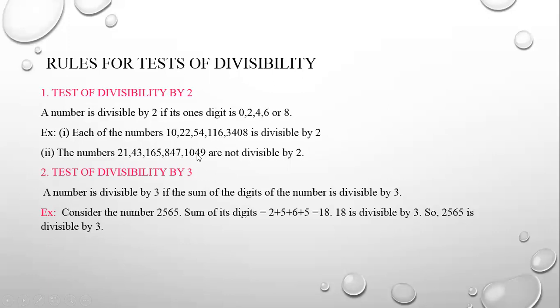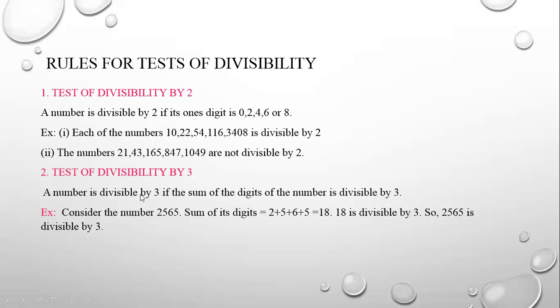But you see the second example here, the numbers are 21, 43, 165, 847 and so on. So here the ones digits are not 0, 2, 4, 6 or 8. Rather they are 1, 3, 5, 7 and 9. So we say that these numbers are not divisible by 2.